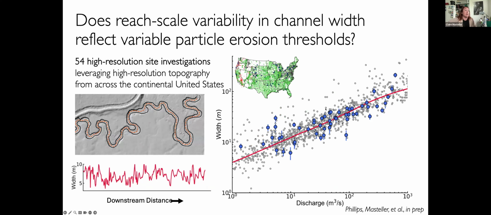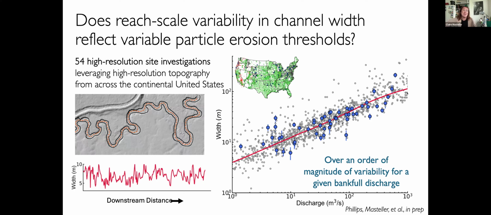When we do this, we're also looking at width-discharge scaling by leveraging that gauge data. Here I'm showing it in dimensional space, where gray is an existing data compilation of many gauges, many rivers across the world, and blue are our high-resolution sites. Red represents this central tendency of our data set. And so now we're in dimensional space.